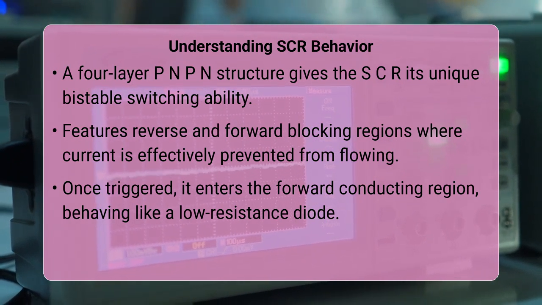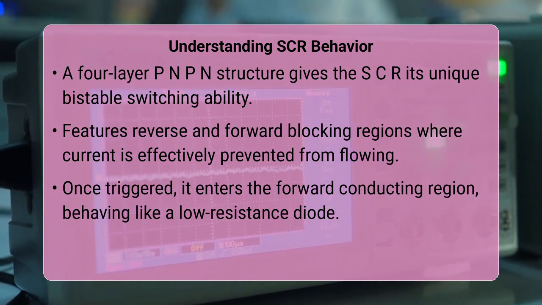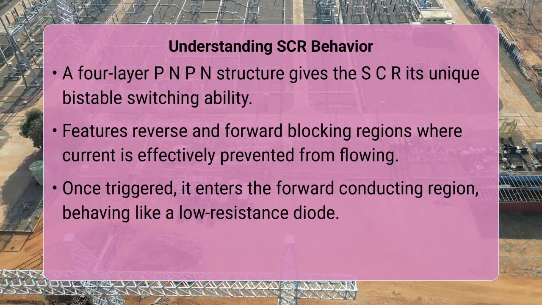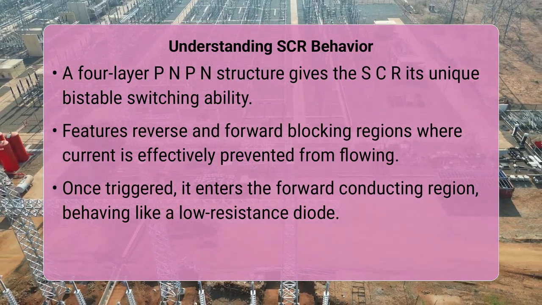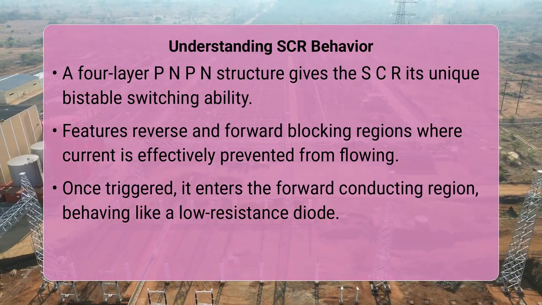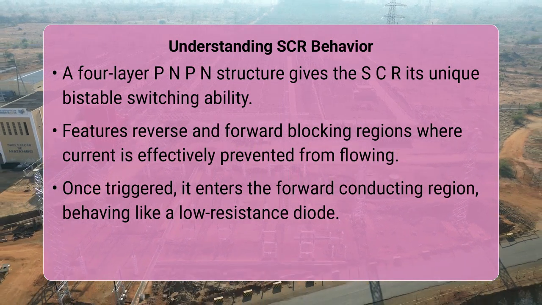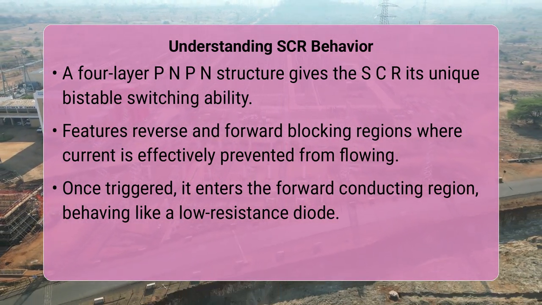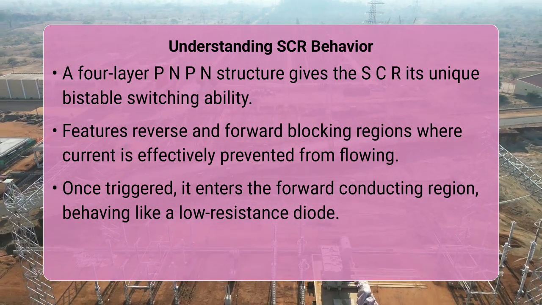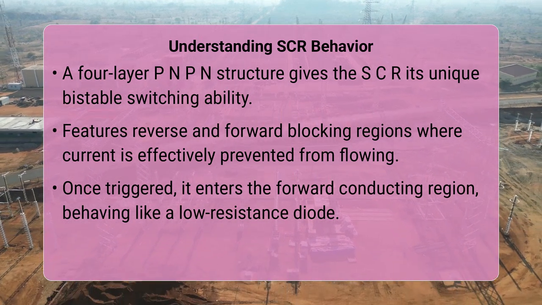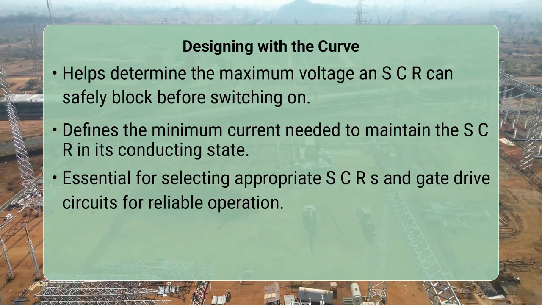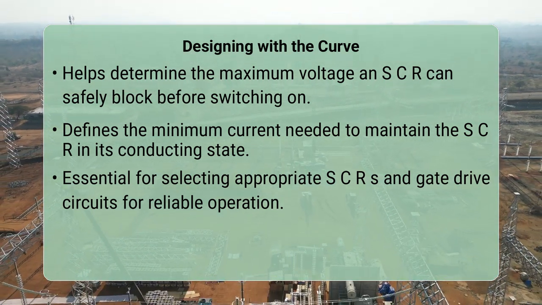Second, the forward blocking region occurs when a positive anode to cathode voltage is applied, but the gate current is zero or insufficient. Here, the SCR blocks current flow until the forward breakover voltage is reached. At this point, internal regenerative action, often initiated by sufficient gate current or high voltage, abruptly switches the device into its third state, the forward conducting region. Once in this region, the SCR behaves like a forward biased diode with very low voltage drop and high current flow, and it will remain in this state as long as the anode current stays above a critical value known as the holding current.